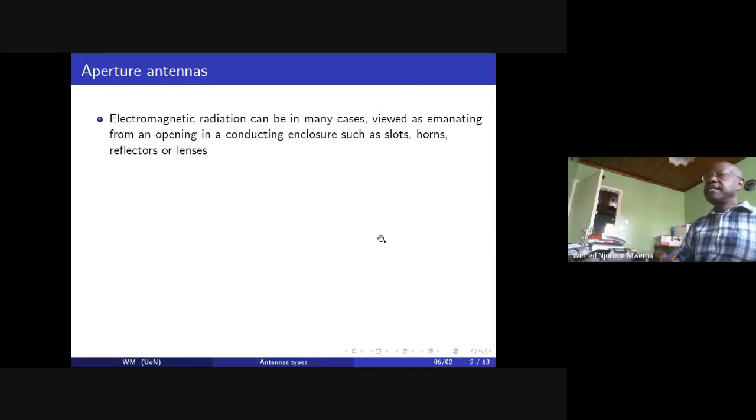So we have antennas that are called aperture antennas, and these are just holes cut in conducting plates and the likes. We can say that electromagnetic radiation can, in many cases, be viewed as emanating from an opening in a conducting enclosure, such as slots, a horn, or a reflector. It's unfortunate that we are not taking this course on campus. Otherwise, we usually show how these horn antennas look, from the practical antennas that we have in the labs.